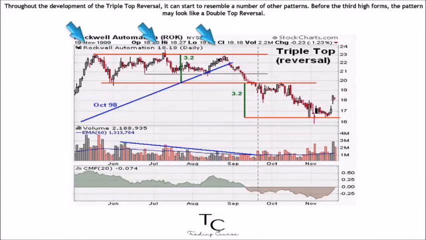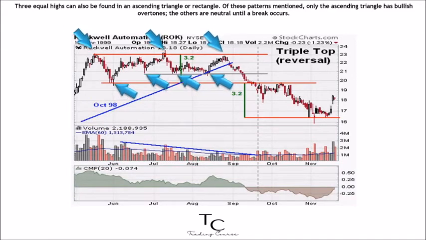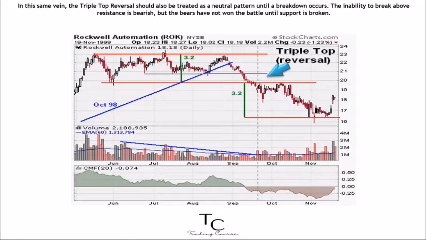to be effective. Throughout the development of the triple top reversal, it can start to resemble a number of other patterns. Before the third high forms, the pattern may look like a double top reversal. 3 equal highs can also be found in an ascending triangle or rectangle. Of these patterns mentioned, only the ascending triangle has bullish overtones, the others are neutral until a break occurs. In this same vein, the triple top reversal should also be treated as a neutral pattern until a breakdown occurs.